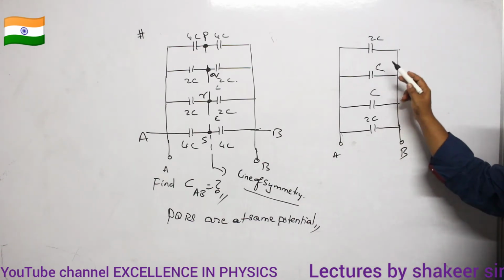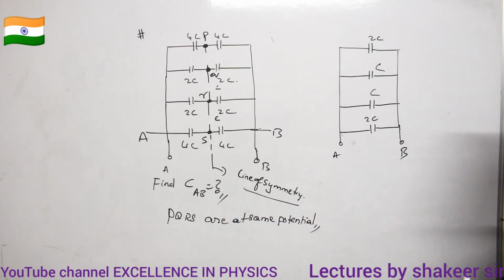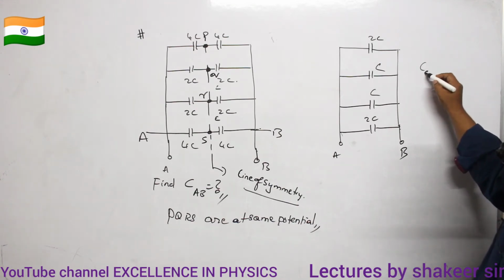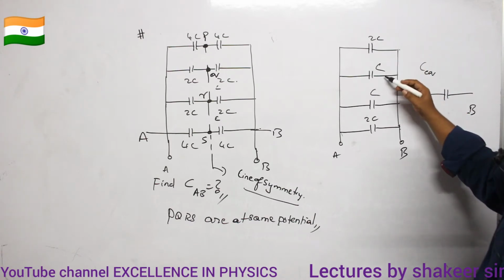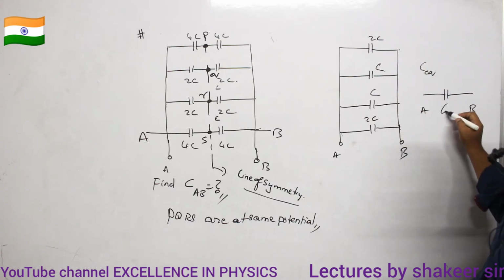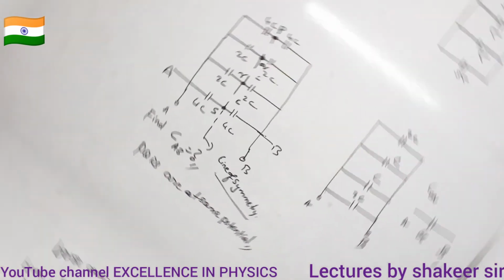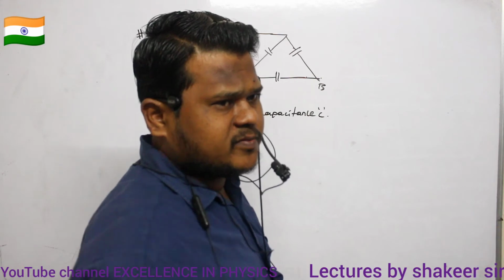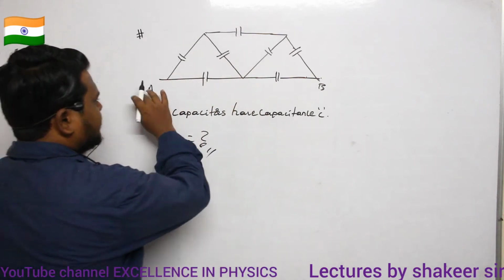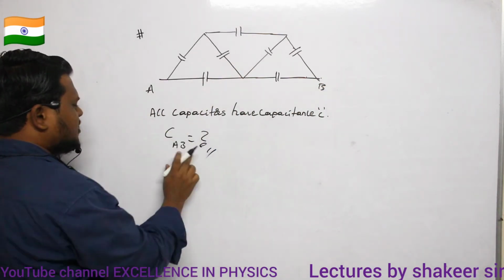Next, 2C, C and 2C are connected in parallel. So therefore the total equivalent capacitance is how much? It is 3C, 4C, 6C. 6C is the total equivalent capacitance. That's what we were supposed to calculate. Now, find the equivalent capacitance between points A and B of this circuit. So we are supposed to calculate C_AB.